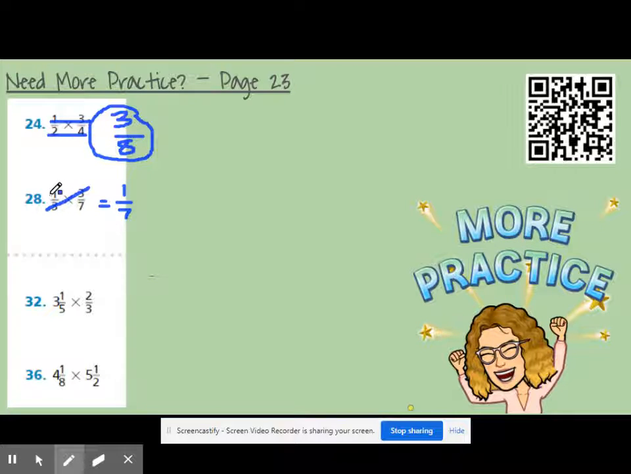I could have done it the other way. 1 times 3 is 3. 3 times 7 is 21. But then I have to simplify at the end. Okay, 3 goes into both of those, and I get 1/7. It's much quicker if you notice matching diagonals because you can simply cross them out.